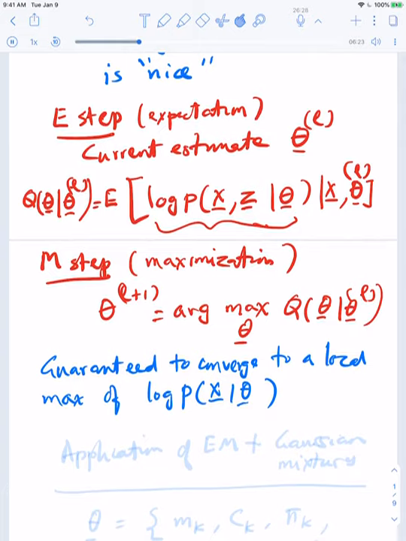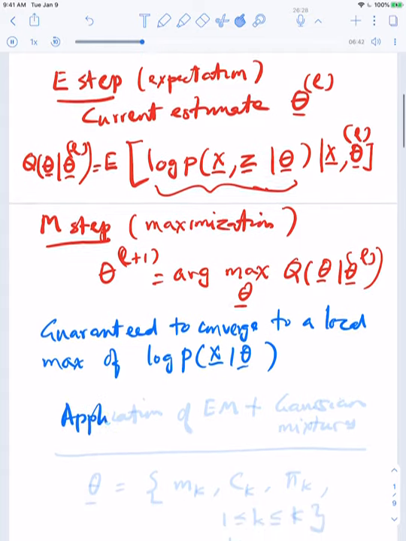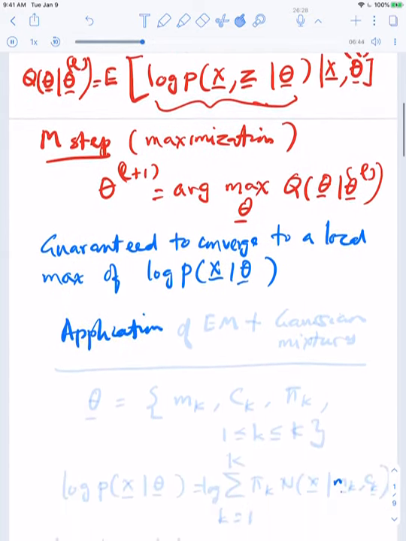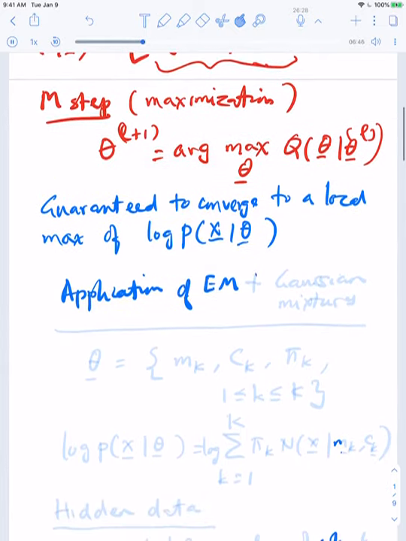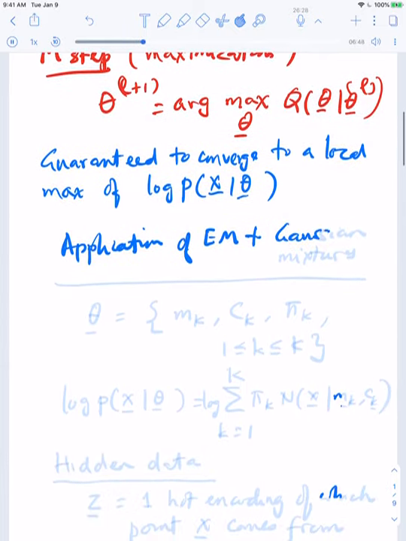We'll sketch a proof of convergence, but let's go back and apply it to Gaussian mixtures and see how we get back the sensible and intuitive algorithm that we had stated, just directly. So let's go back to the application of EM to Gaussian mixtures.